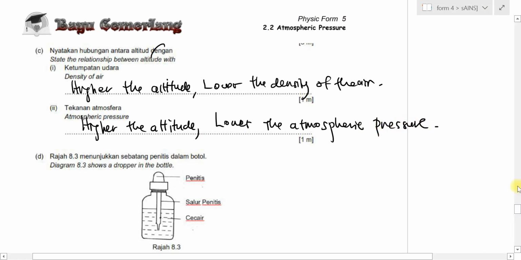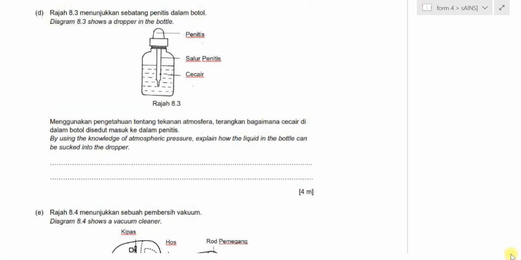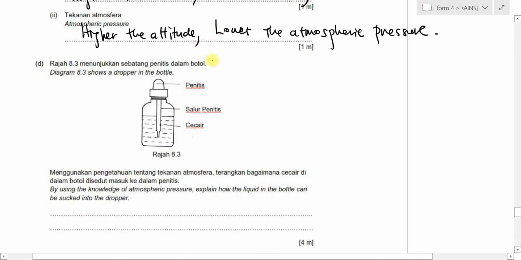Okay, next question, question D. Diagram 8.3 shows a dropper in the bottle. They label everything in Malay, so this should be the dropper, salur penitis, dropper tube. This is the liquid.